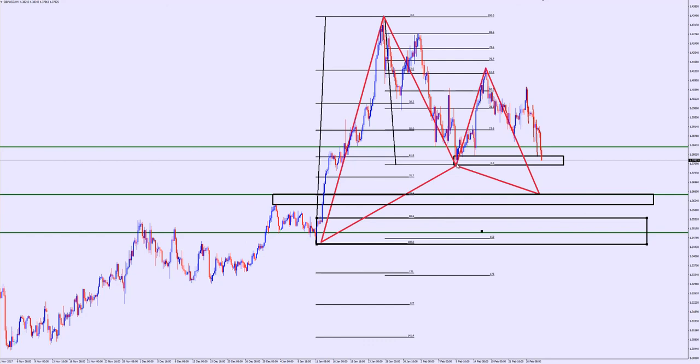Okay, and if we get an extension of this to here, we see that comes in at a nice 150 very nicely. So we could see how that develops. We got a potential AB right there equals CD right down into that zone. Okay, so we're going to want to pay attention to this as well as price comes into this area. So that's what I'm looking at on the pound dollar.